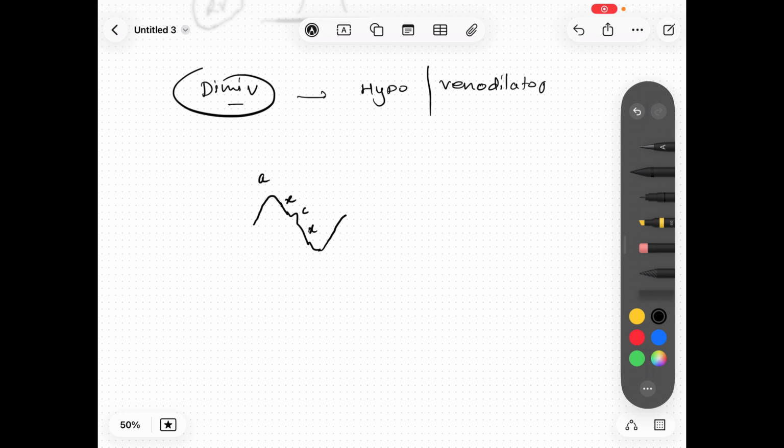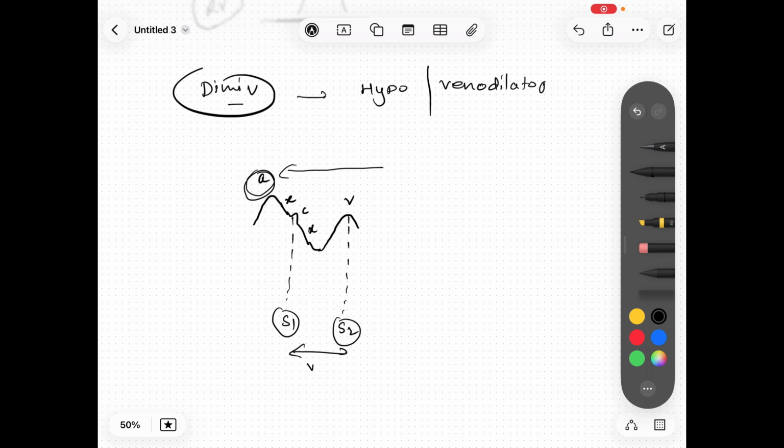Next wave is V wave, which is a positive wave. Atria is relaxing, ventricle is in systole. This is the point where S2 occurs. This is the point where S1 occurs. The phase between these two is called ventricular systole, while after the A wave, atria is relaxing.